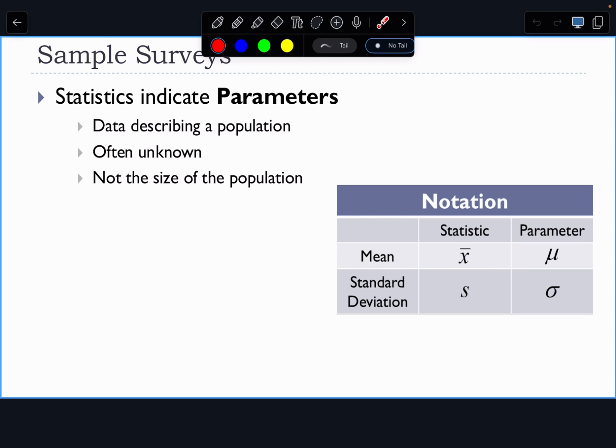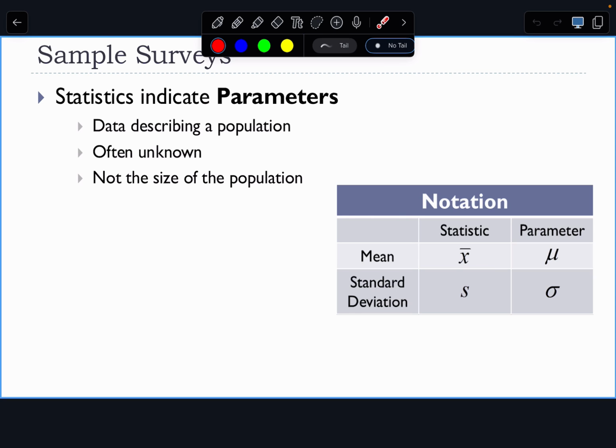For standard deviation, if it's a statistic, we use s. And if it's a parameter, we use the Greek notation, that lowercase sigma. So the notation changes from statistic to parameter as well. That's something else we just want to be aware of when we're working through some of the problems here.